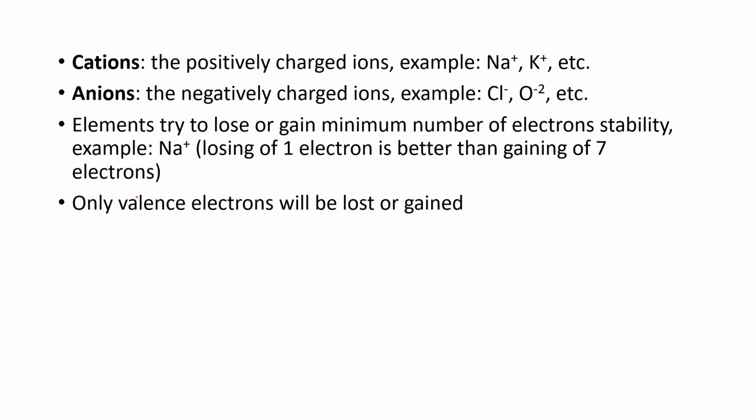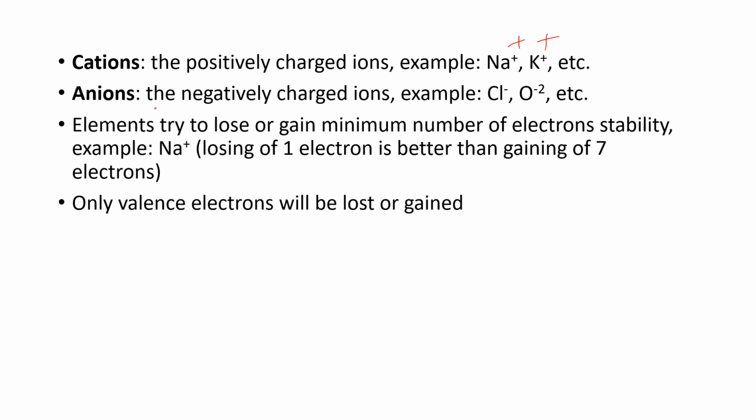Next we will see cations and anions. Cations are the positively charged ions, for example sodium Na plus, K plus, and so on. Why? Because these are metals. All the time the metals are going to lose electrons, so when they lose the electrons, you will see the formation of positive charges over them.